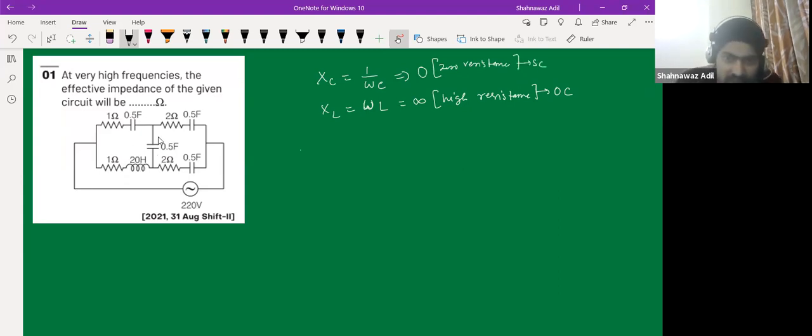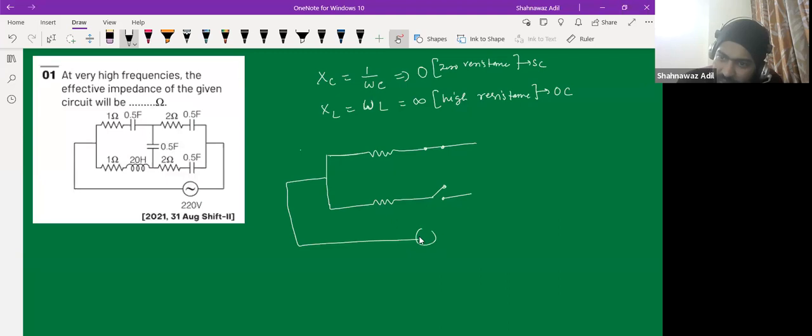So what would be the overall diagram of this? You have this resistance. This is now short circuited, and then you have this resistance, and this is open circuit, right? So this is the diagram. And what is the other diagram that you have? Then this one is also short circuited, right?